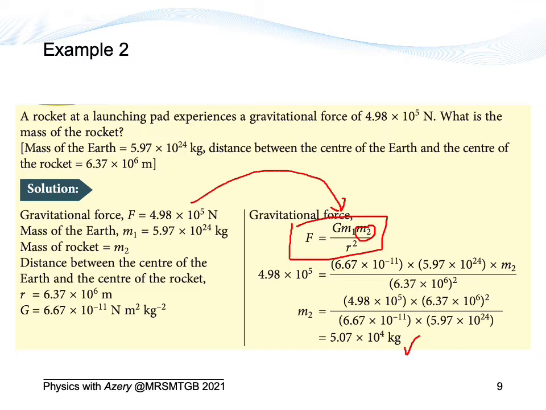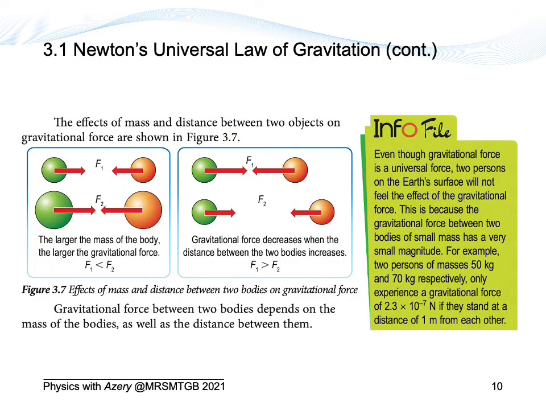Alright, next, let's see what are the effects of mass and distance between two objects on gravitational force. So these are the effects. When the mass is smaller, the gravitational force will also become smaller, but when the mass becomes larger, the force also becomes larger. That's why you can see that force F1 is less than F2, because the bodies in F1 have smaller mass compared to bodies in F2.